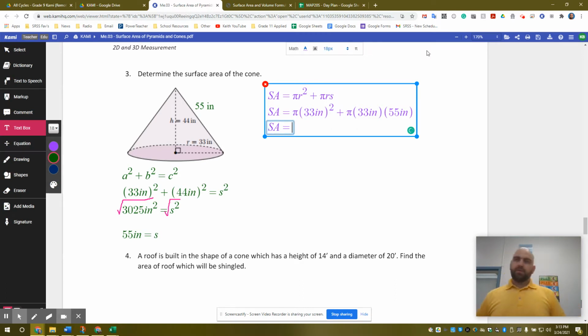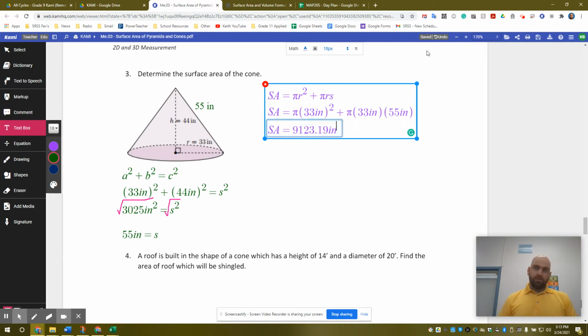Some people, and some students especially, are scared of big numbers. I hope that you are not, because we will definitely be using big numbers in this course here. And we get a number of 9,129.19 inches squared.